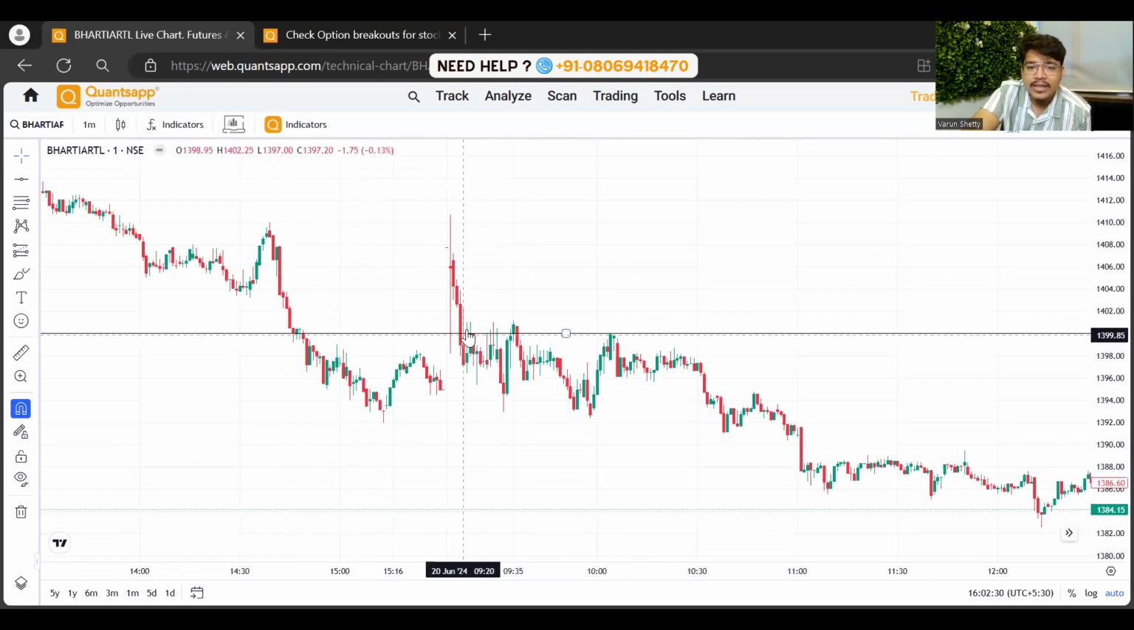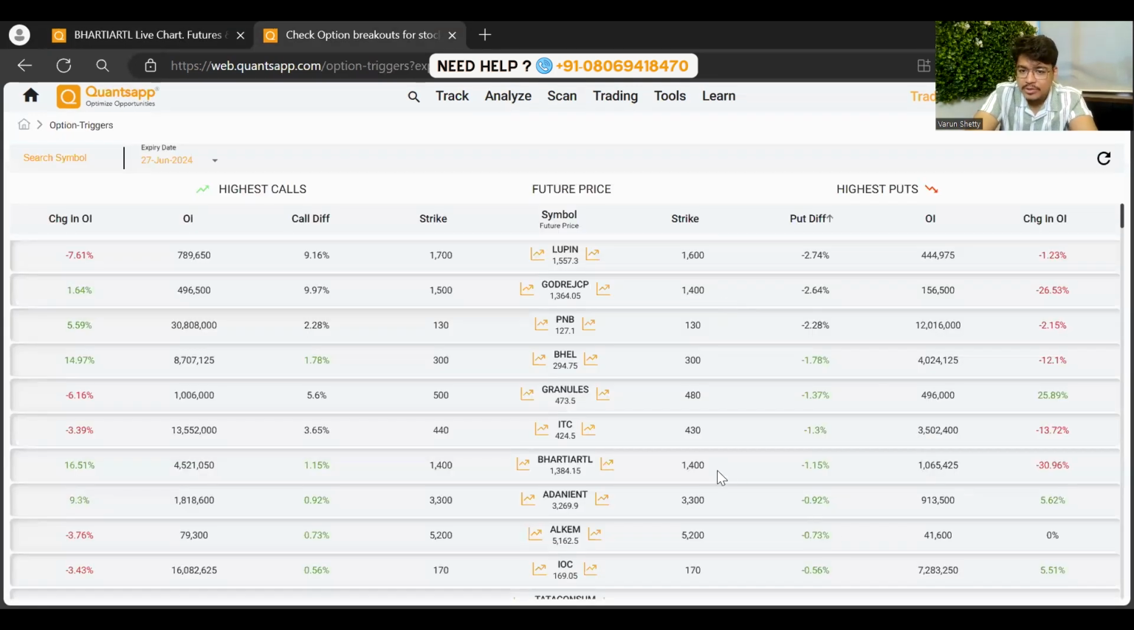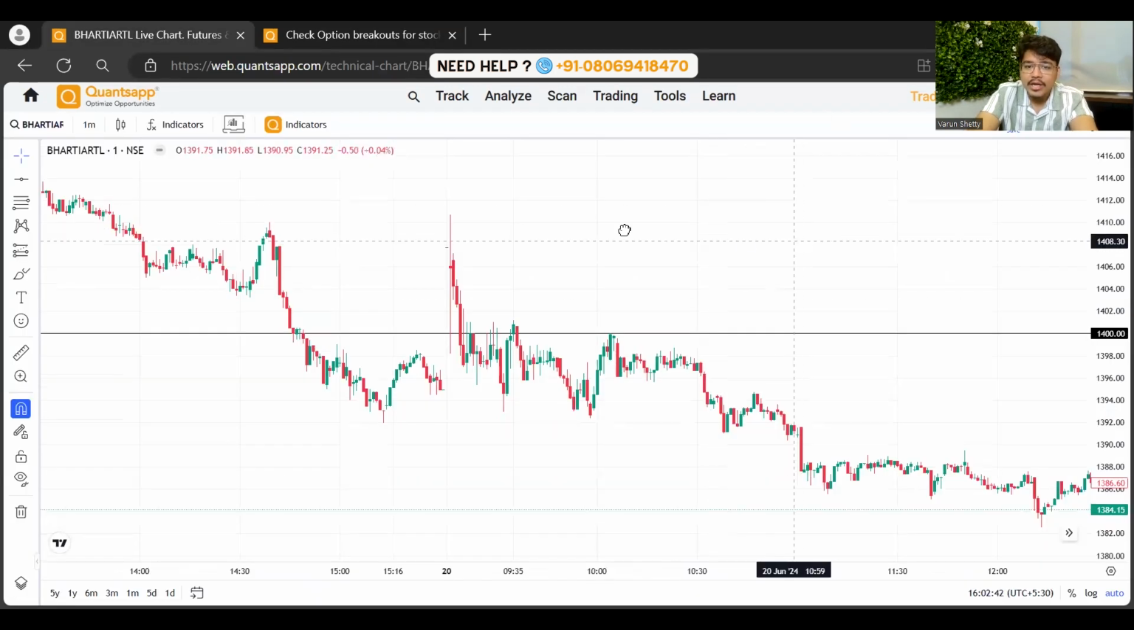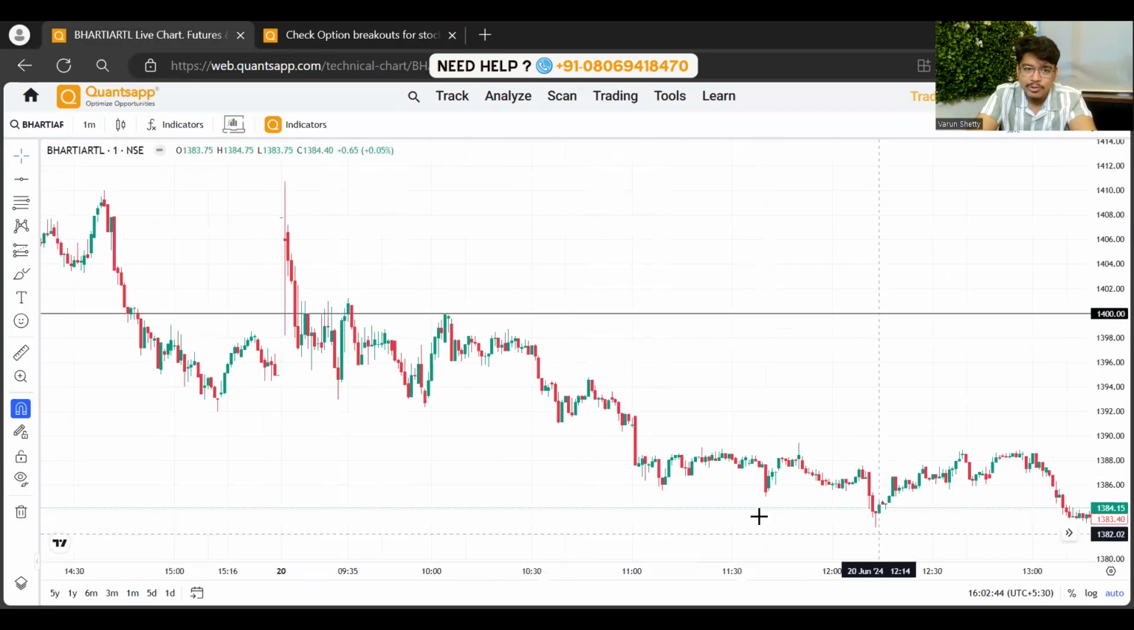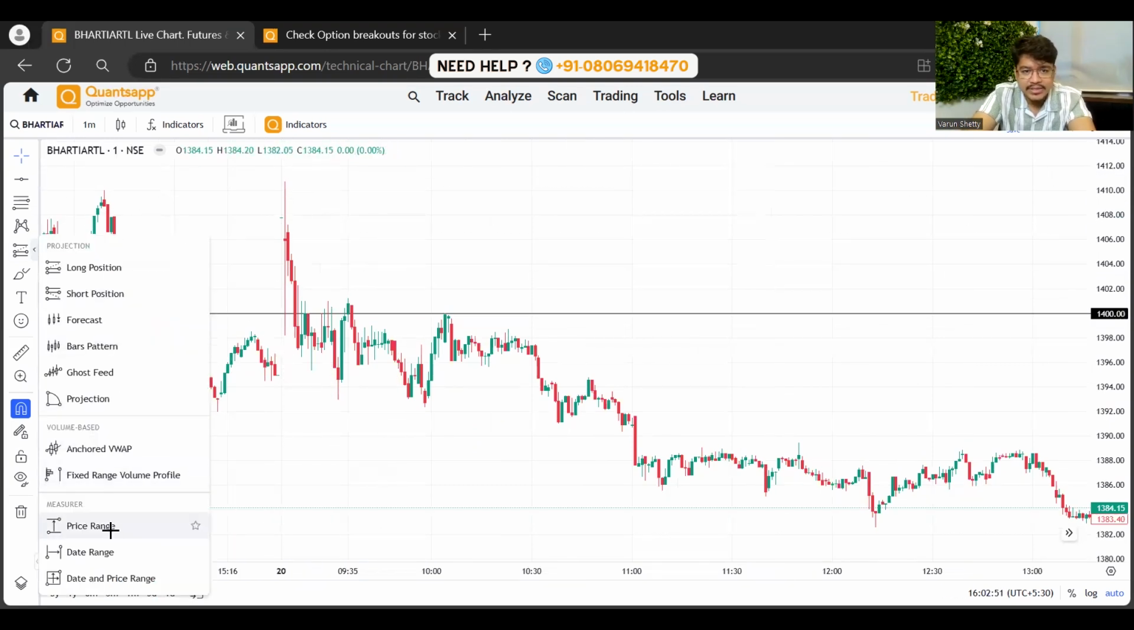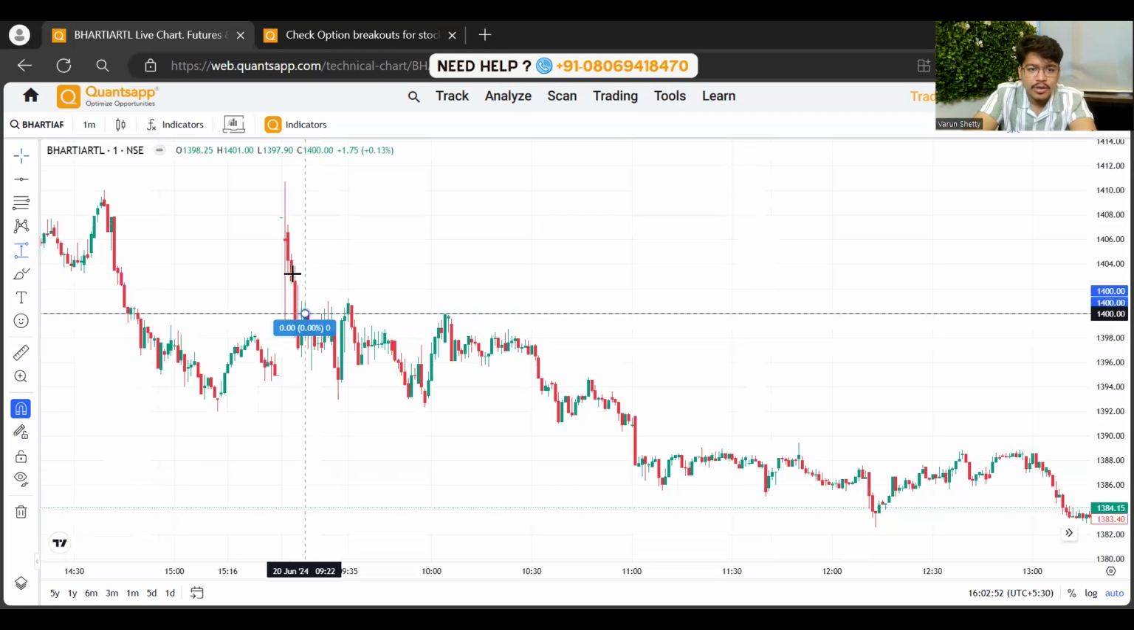So once Bharti Airtel crossed here, somewhere you would have entered around this price, around 1,400, because 1,400 is its support. After that, you can keep on trailing stop loss. So you could set a stop loss of day high. This could be my stop loss somewhere around here if I just add a price range. From here to here, I could keep my stop loss.